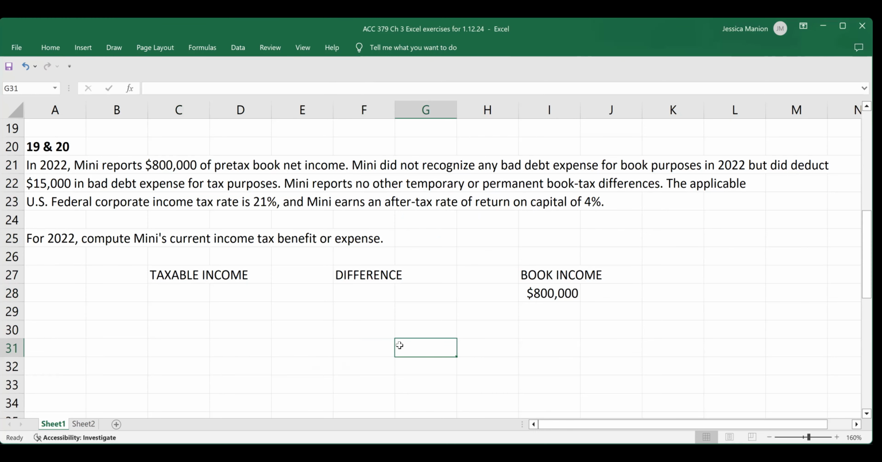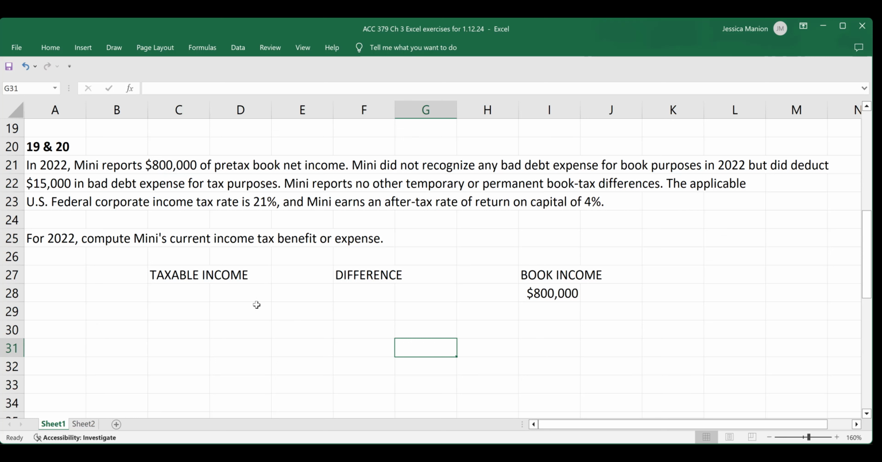All right. So Mini did not recognize any bad debt expense for book purposes in 2022, but did deduct 15,000 in bad debt expense for tax purposes. Okay. So now we probably claimed this bad debt expense in a previous year for book purposes. Now it's reversed itself out and we can get the tax deduction now. We actually wrote off the account and now we can get the deduction for tax purposes.